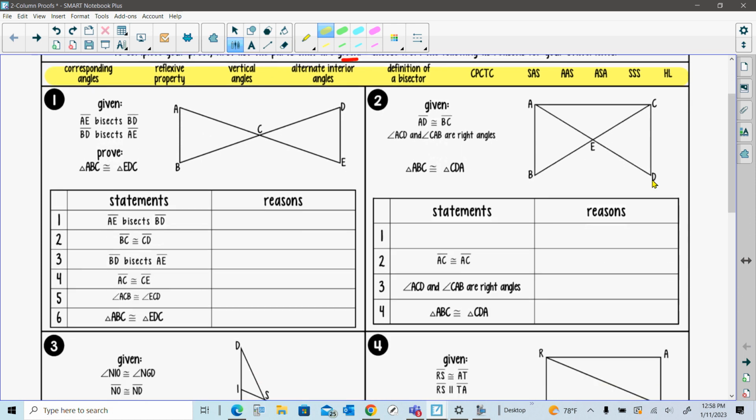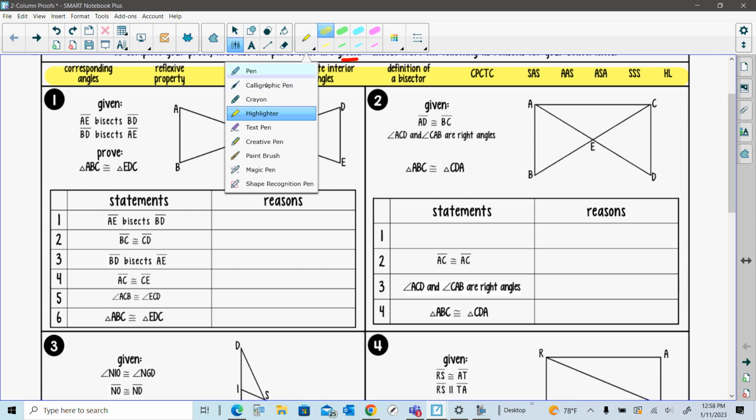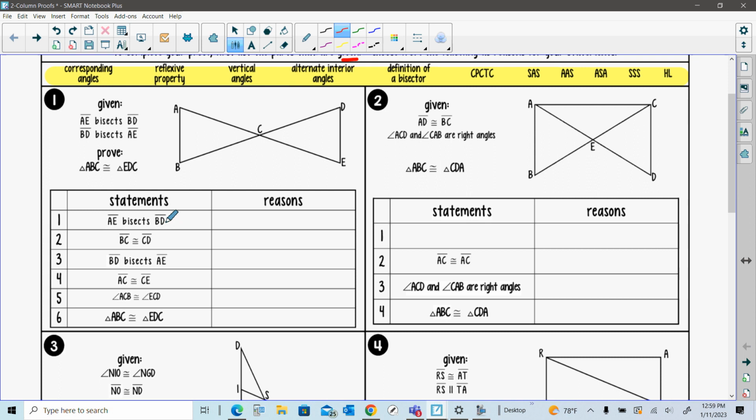All right, so I'm going to color code. That's up to you if you want to do the same. But what we have first, let me go right here. Line 1 is always a given, and they've already started the statement for us. Right here, they got it up here. It says AE bisects BD. Our reason is given. So AE is bisecting the segment BD. This segment BD is getting cut in half by the AE. So that means you have to add a tick mark between B and C and C and D.